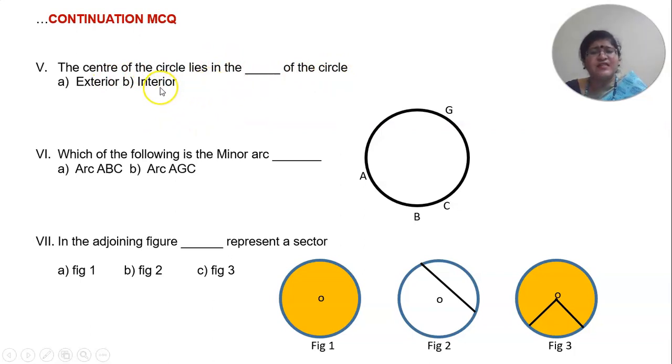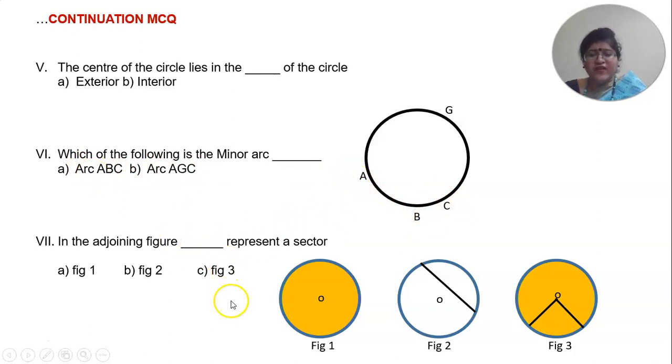Now, the center of the circle lies in the dash of the circle. It lies definitely in the interior. Which of the following is a minor arc? See, this arc is minor. ABC is a minor arc and AGC is a major arc. So it is arc ABC. You could even write it as CBA.